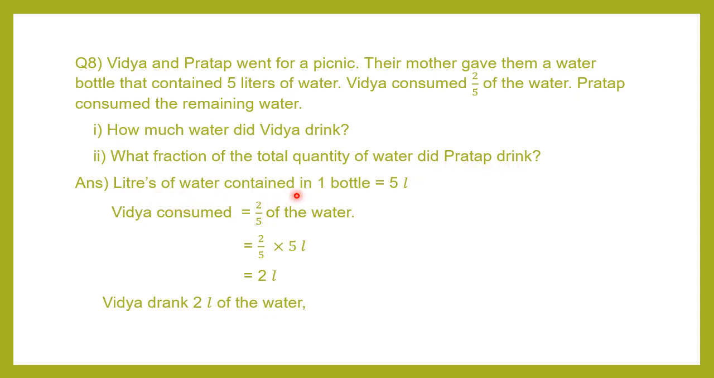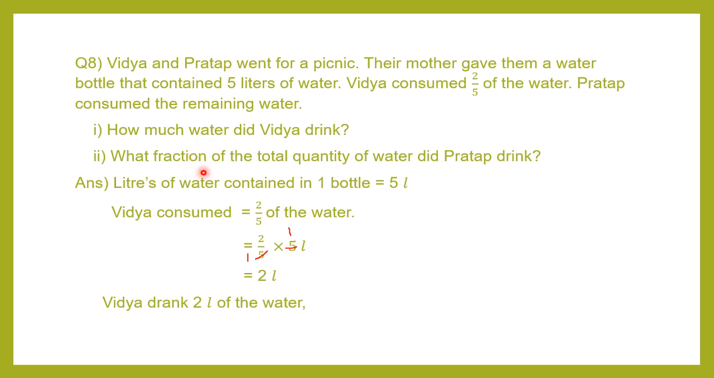So liters of water contained in one bottle, that is 5 liters, already given in the question, 5 liters of water. And how much did Vidya consume? She consumed 2 by 5 of the water. So that is 2 by 5 of, of means multiplication. How much water is there? It is 5 liters. So write the 5 liter. Now here 5 and 5 both are multiples of 5. We can cut. So that is 5 ones are 5. Again here also 5 ones are 5. Now 2 multiplied by 1. So 2 multiplied by 1 is 2 liters. So how much did Vidya consume? Vidya drank 2 liters of the water.